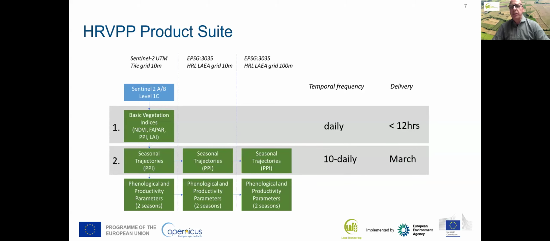There is a second part, which is what we call the seasonal trajectories. That's using a full year of time series data from the PPI, the plant phenology index, and then applying some curve fitting and gap filling techniques to get a 10-daily seasonal trajectory output. And finally, derived from that one, there are yearly also the vegetation parameters, both phenology and productivity, which are extracted for both seasons. Both the seasonal trajectories as well as the VPP parameters are processed annually as soon as the data is available, and the data goes until February. That's why the delivery there is in March.